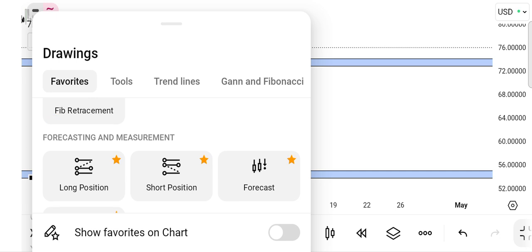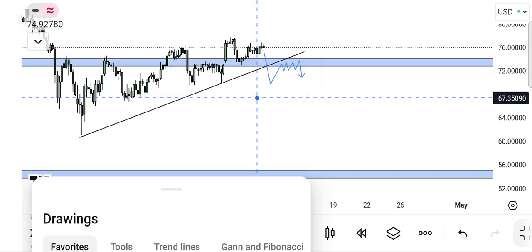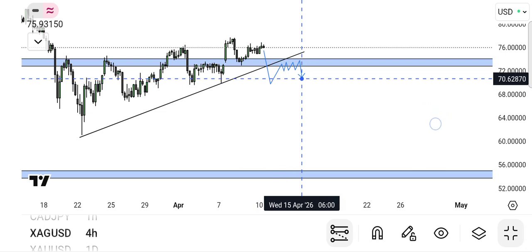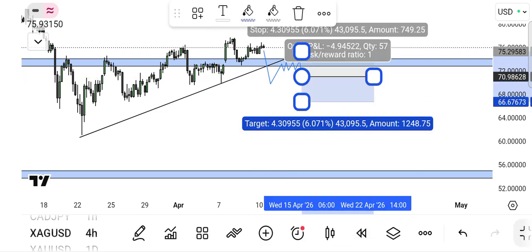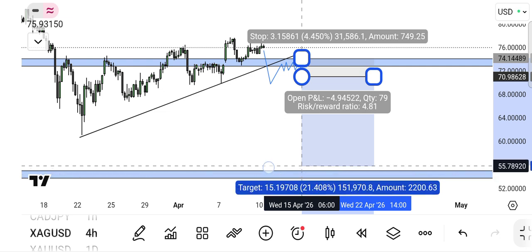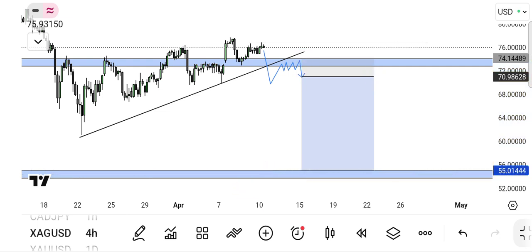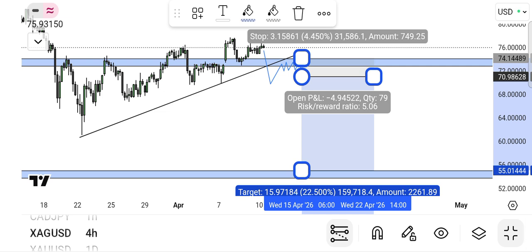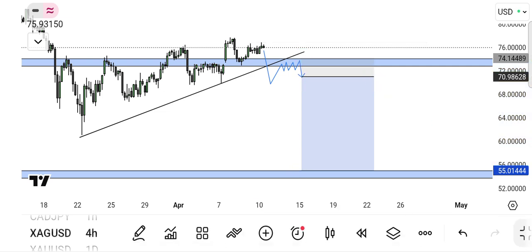You can take trade with high risk to reward. You can take trade from here. From here you can take trade. You can enter here, stop loss beneath here, then take profit here. So your risk to reward can be 1 to 5, 1 to 6, 1 to 8 from that time frame.